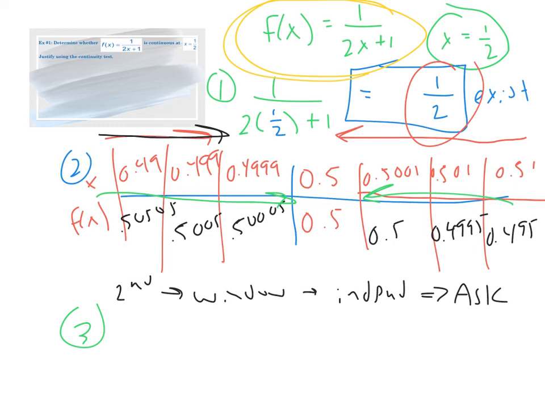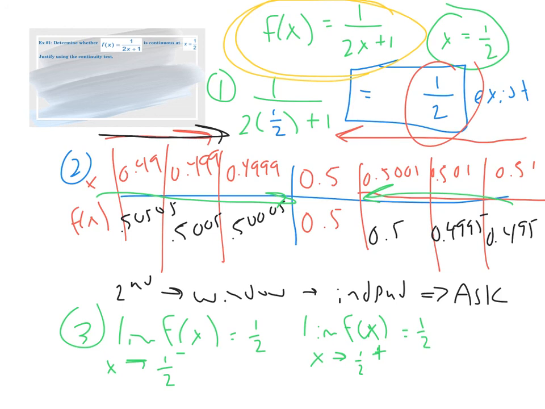If this was undefined here, then I would have a removable discontinuity or something like that. It would be a hole. But the last thing we need to do is write our statements. So I could say the limit of f of x as x approaches 1/2 from the left side is equal to 1/2. Also the limit of f of x as x approaches 1/2 from the right side, so we're going to use a plus sign here, is also equal to 1/2. So since the limits are approaching the same number and that number exists, we would say it's continuous.